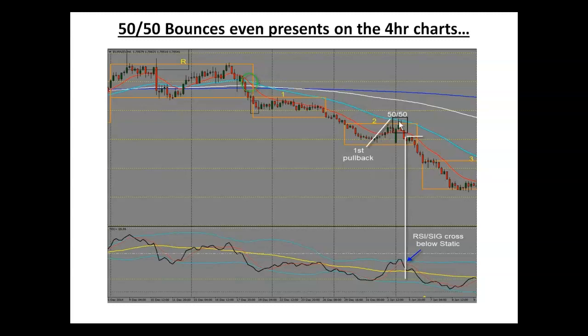Okay, pulls back, 2 pins to the water, shifts, closes. Notice RSI signal line cross below the static. Okay, and off to the races. Or if you're taking the 4-hour chart, you can go for more pips, 50 pips minimum. Okay, if that works for you.